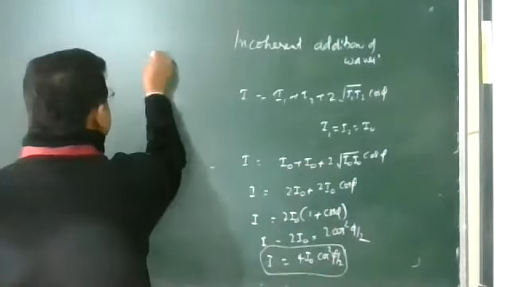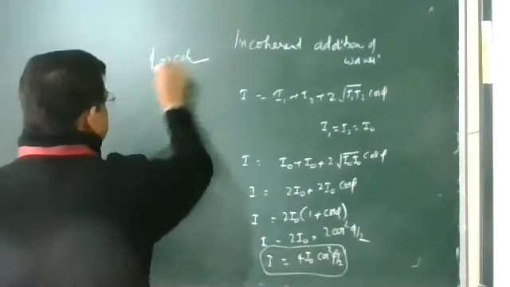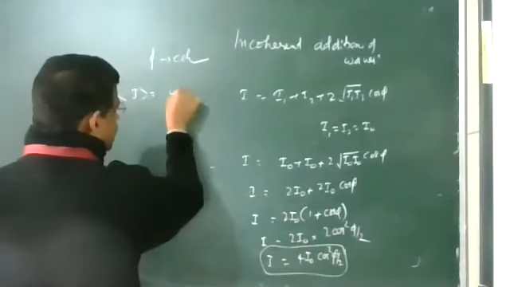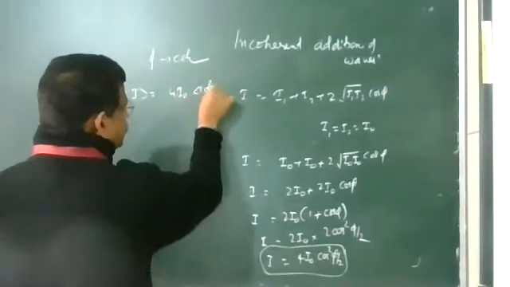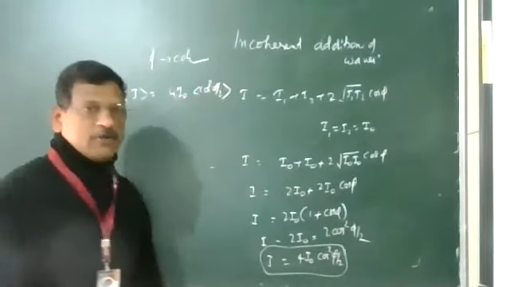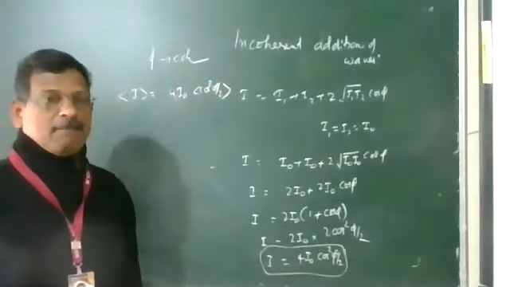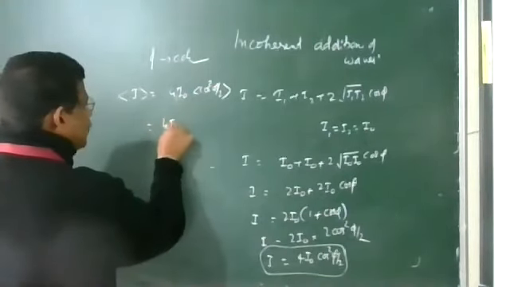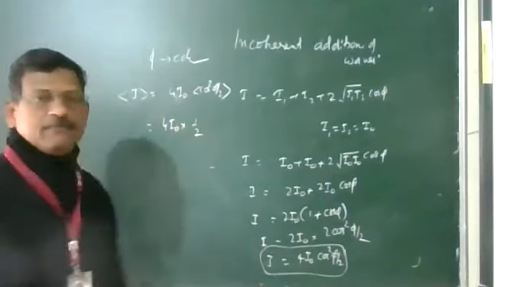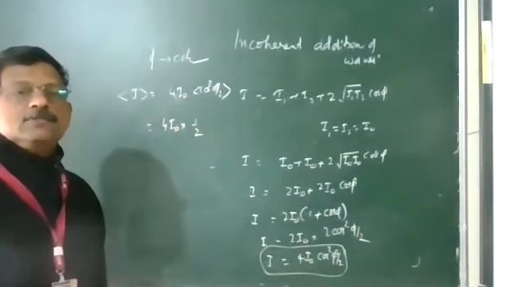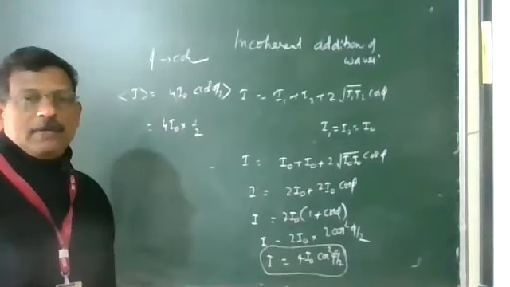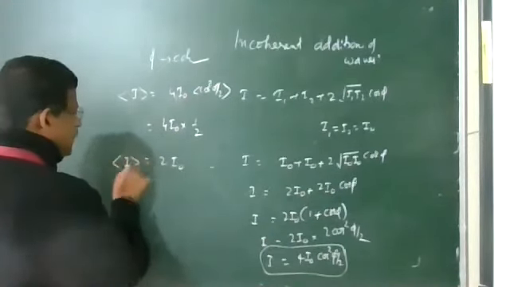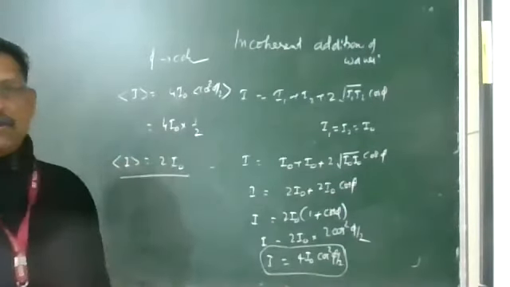So in that case, if phi changes continuously with time, we have to take the average value of the intensity, the average value of cos square phi by 2. Cos square phi by 2 averaged over a complete cycle is half. You can integrate 0 to 2 pi divided by 2 pi and get half. So 4 I naught into half is 2 I naught, which is the sum of I naught plus I naught.